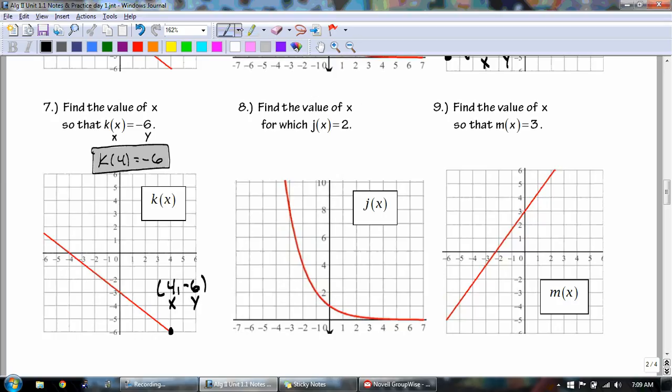Number 8. Find x when y is 2. So I'm going to go to 2 and boom, there's my point. And that's the point negative 1, 2. X is negative 1, y is 2. So we would write this j of negative 1 equals 2. See if you can do number 9 on your own. Good luck.